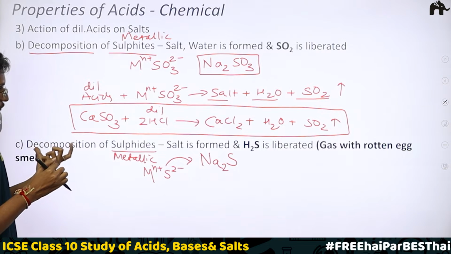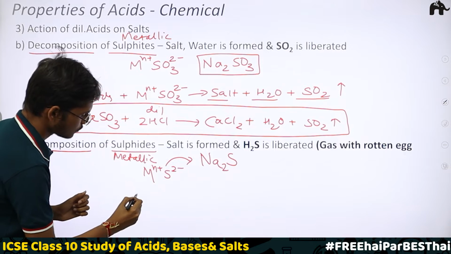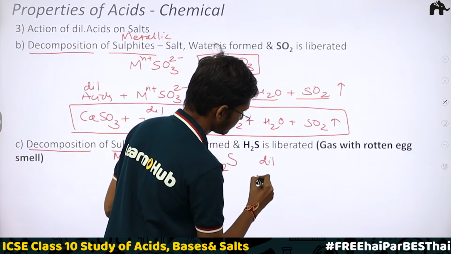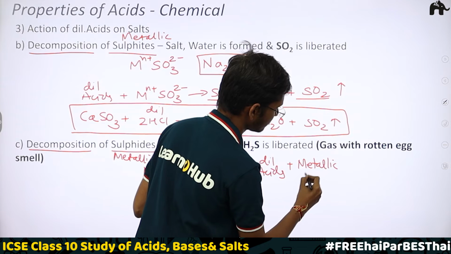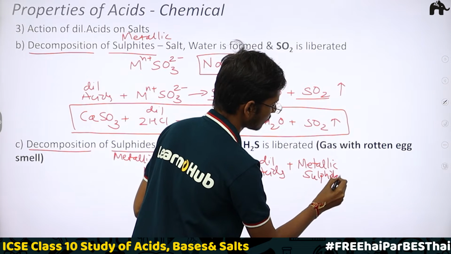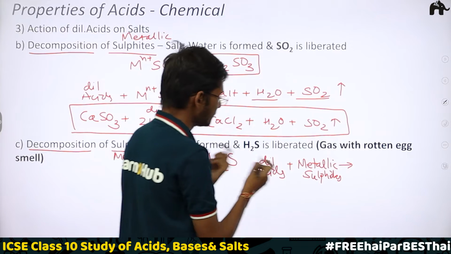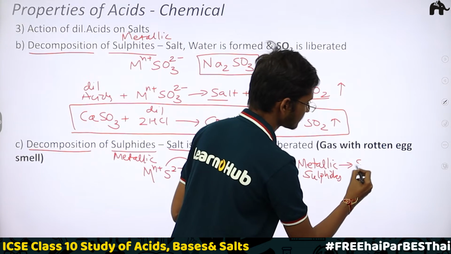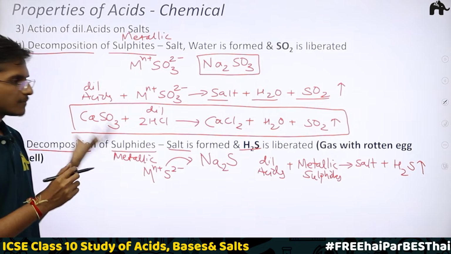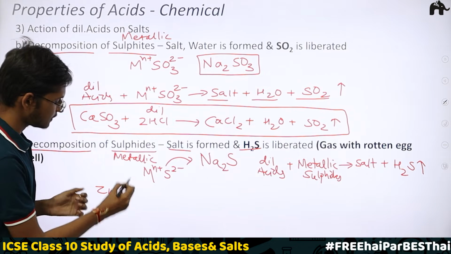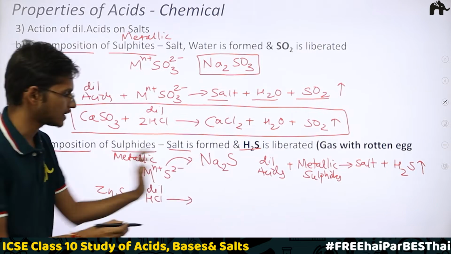Okay, so what happens when dilute acids are acting on these metallic sulfides? They are decomposing them. Okay, so I would just write here, dilute acids react with metallic sulfides. I'm writing in the word form, so it would be easy for you. Okay, dilute acids react with metallic sulfides and they decompose these metallic sulfides into simply salt and hydrogen sulfide gas. Okay, H2S gas is called hydrogen sulfide gas. Very simple. Let's take an example to understand this thing. So I'm taking example of zinc sulfide. Zinc sulfide, I'm treating it with dilute HCl. Okay, what is happening? Salt would be formed, hydrogen sulfide gas is released.